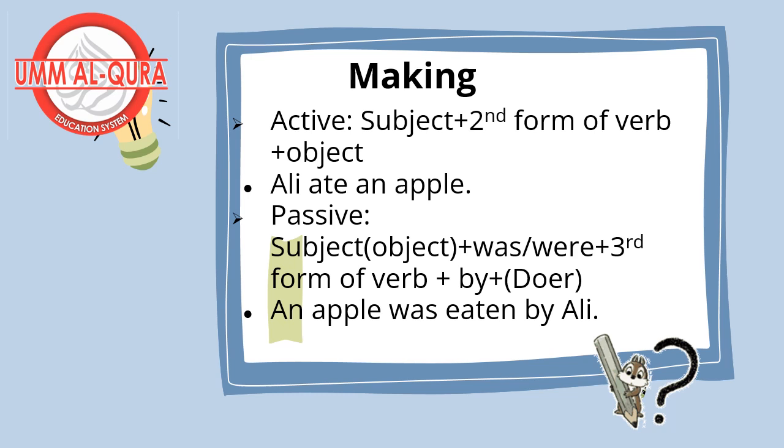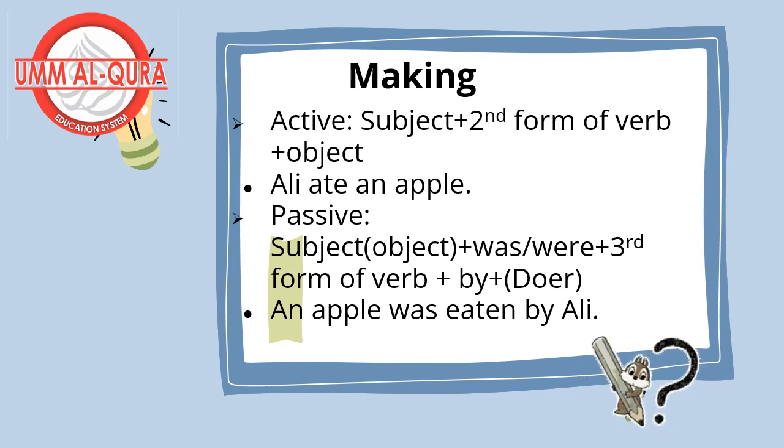When we are making passive, our object will become our subject, which is an apple over here. So subject, after that we will use a helping verb. For past, when we are making past indefinite tense, we will use the helping verbs was and were. Then we will add the third form of verb, then by plus doer. Example for that is an apple.